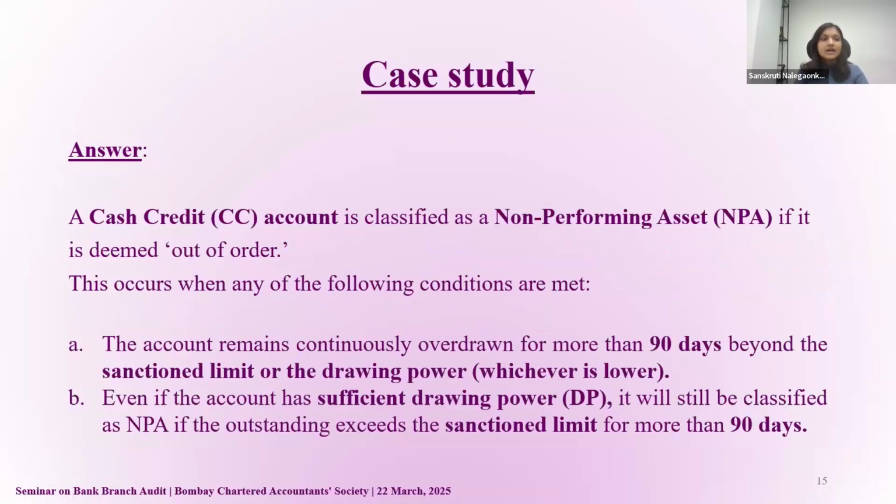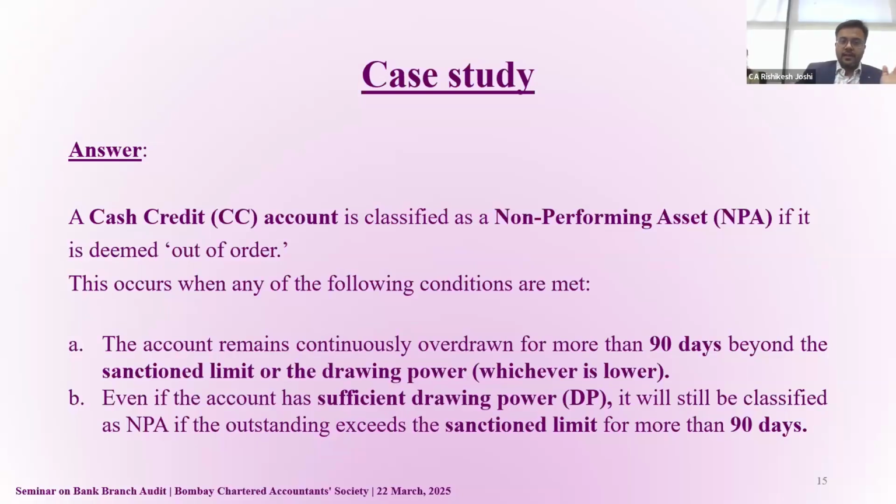The answer is a cash credit account is classified as NPA if it is deemed out of order. This occurs when any of the following conditions are met. The first condition is the account remains continuously overdrawn for more than 90 days beyond the sanction limit or the drawing power, whichever is lower. And the second condition is even if the account has sufficient drawing power, it will still be classified as NPA if the outstanding exceeds the sanction limit for more than 90 days.